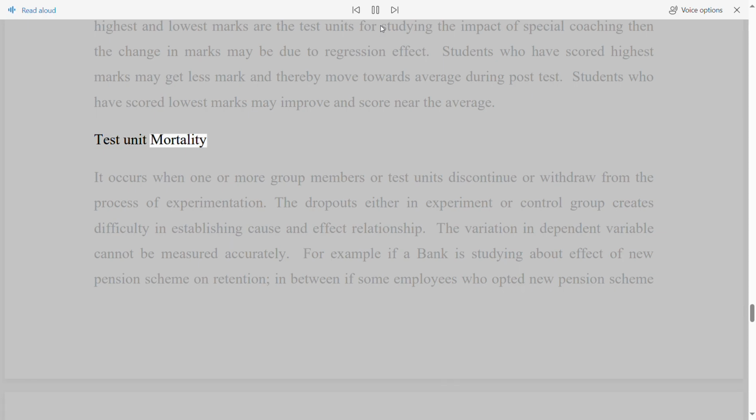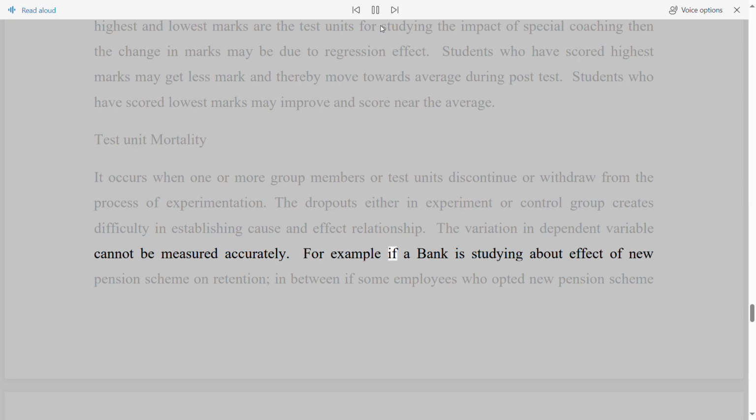Test unit mortality. It occurs when one or more group members or test units discontinue or withdraw from the process of experimentation. The dropouts either in experiment or control group create difficulty in establishing cause and effect relationship. The variation in dependent variable cannot be measured accurately.